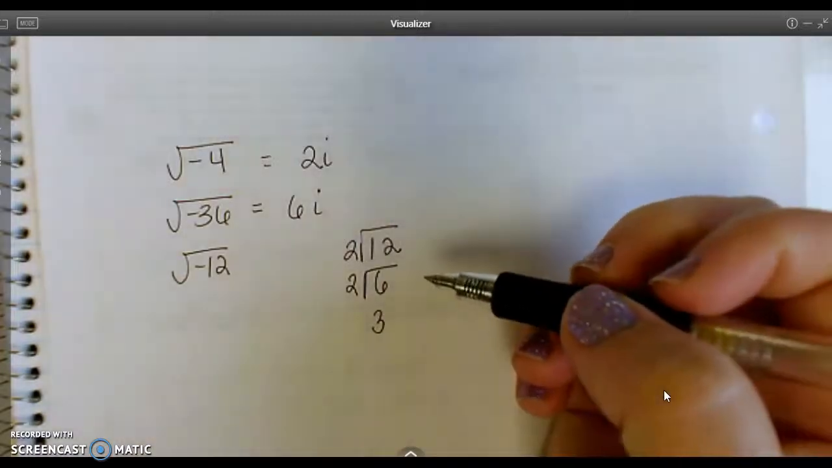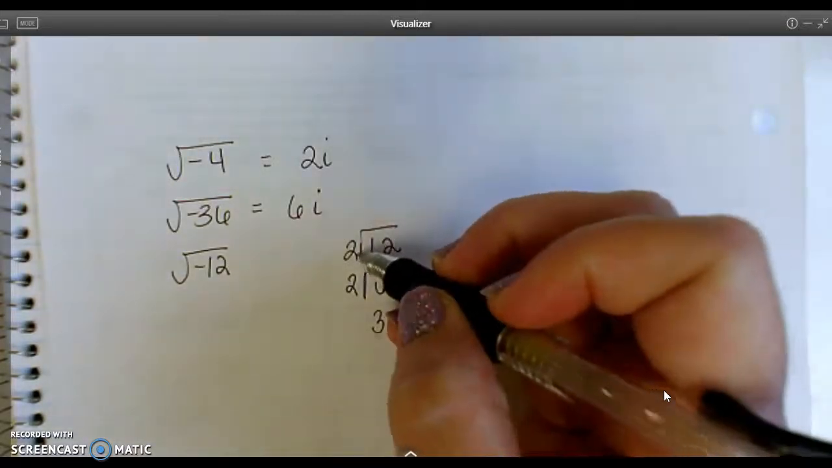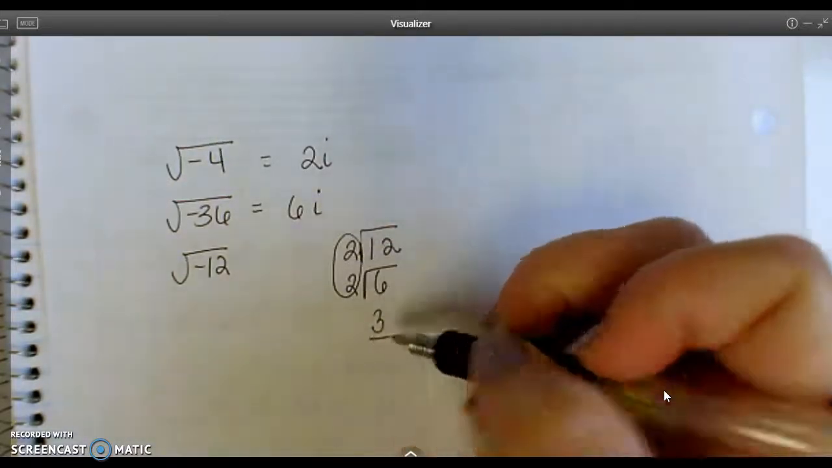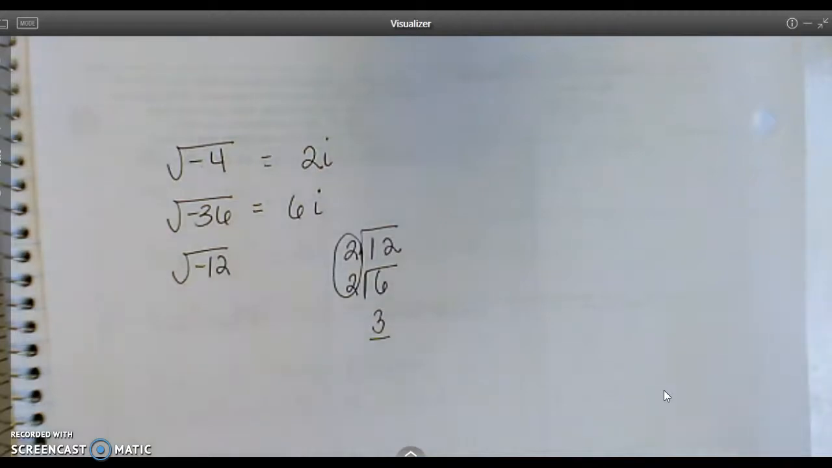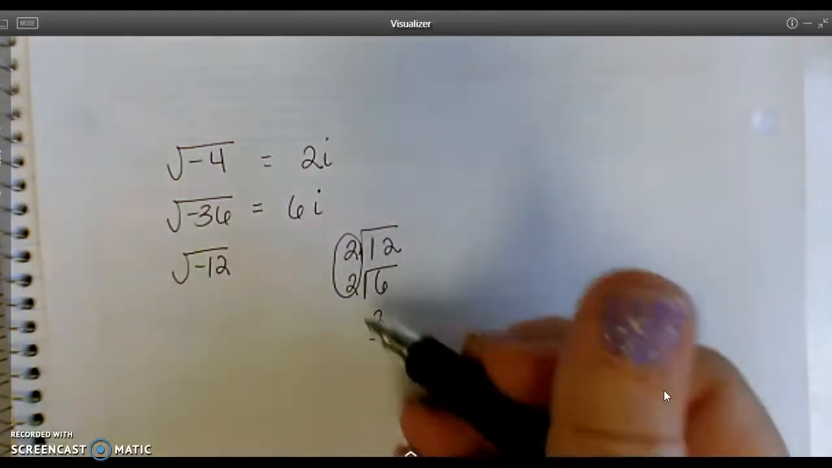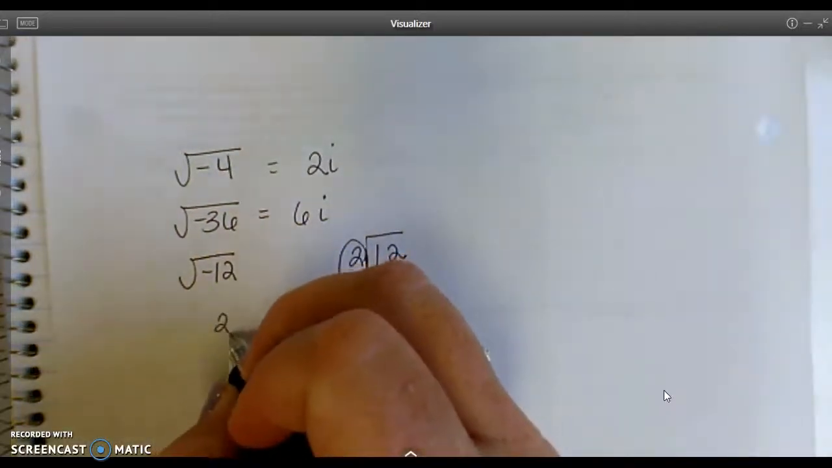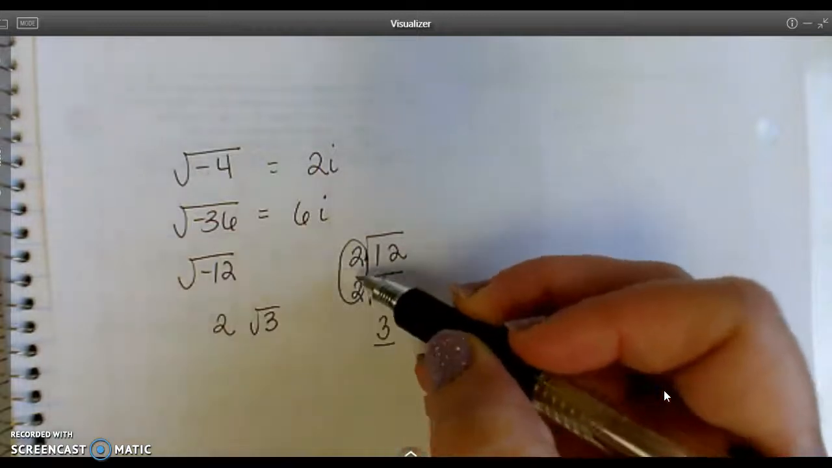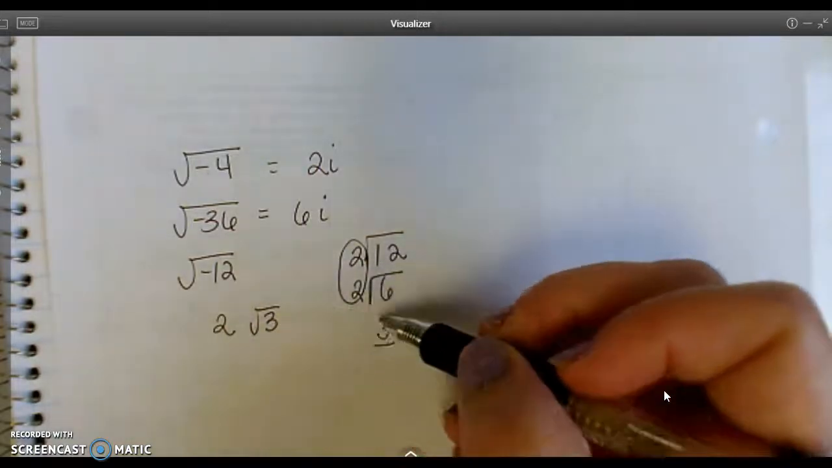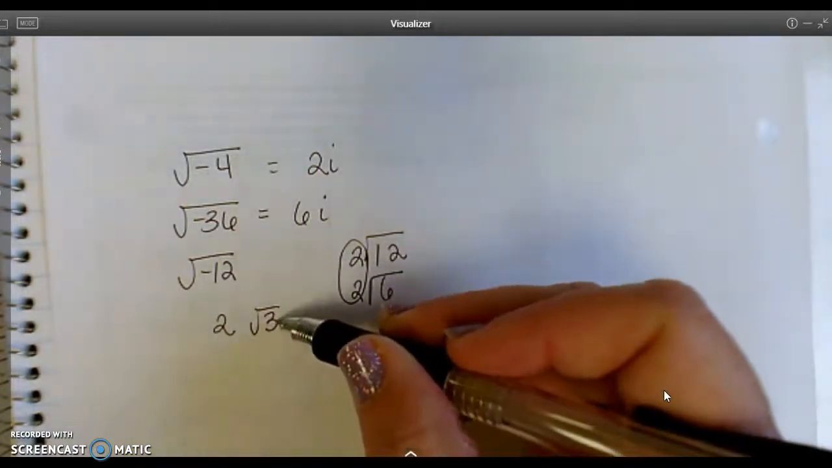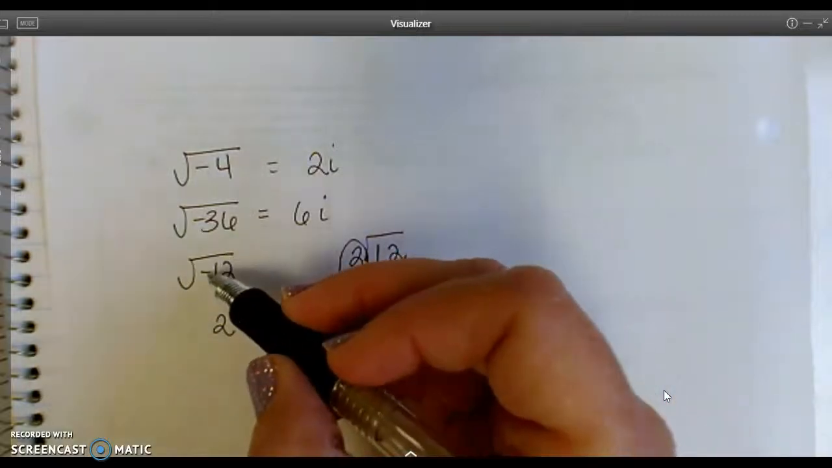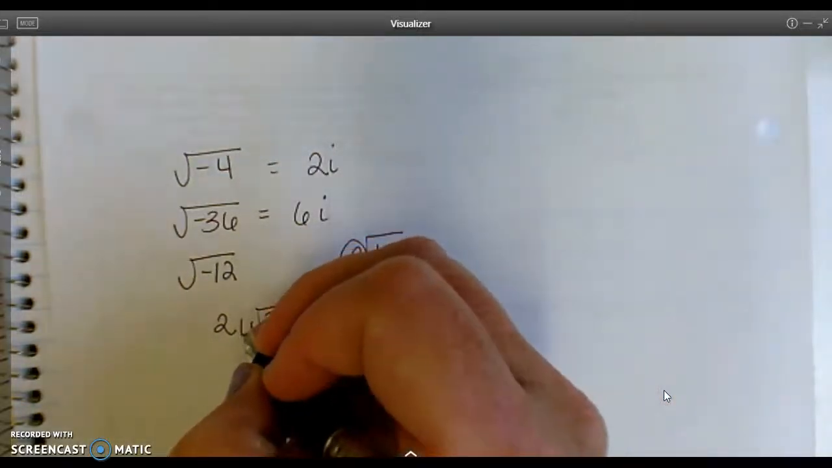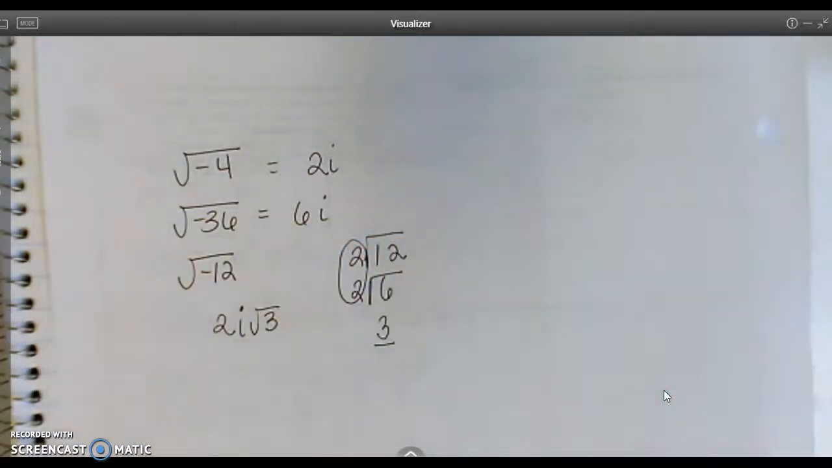And then you look for pairs. Here's a pair of 2's and an extra 3. Anything that has a pair goes on the outside of the square root. Anything that doesn't have a pair stays on the inside of the square root. So this would be 2 square root of 3, because there's a pair of 2's, so 2 comes outside. This 3 goes on the inside all by itself. There was a negative in the problem. Because of the negative, that makes an i.